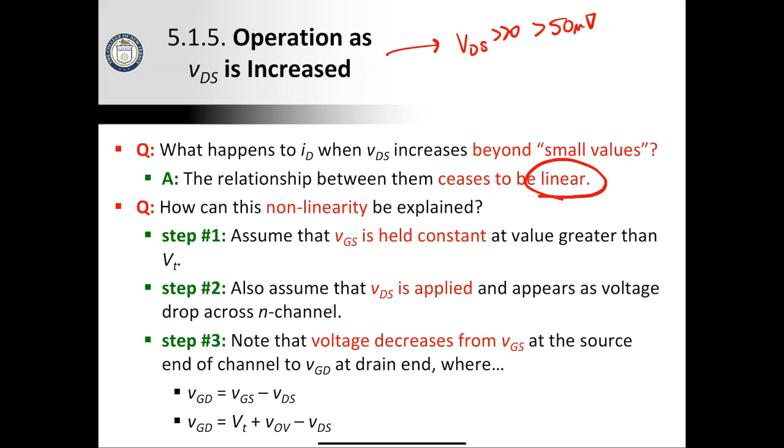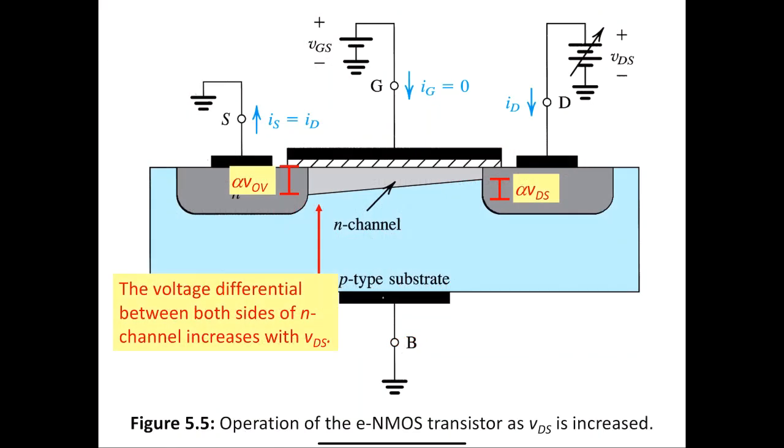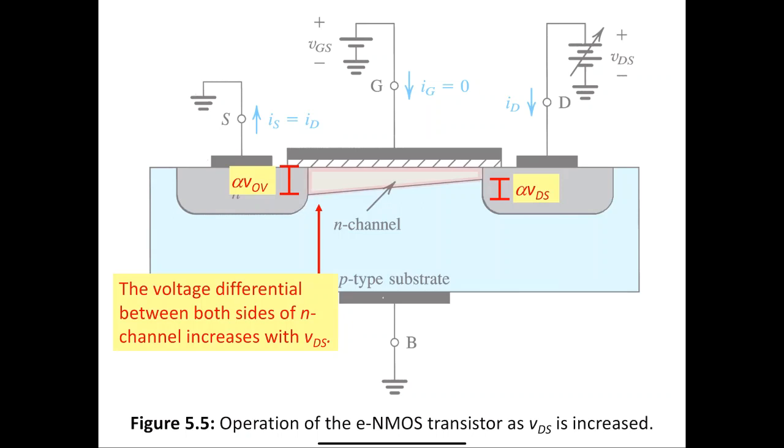So how can this nonlinearity be explained? If we assume that VGS is held constant at a value greater than VT, meaning that VOV is greater than 0, and we assume that a value of VDS is applied and appears as a voltage across the N channel, the inversion layer, we'll see that the voltage decreases from VGS at the source end of the channel to VGD at the drain end, where these two equations apply. But I think a picture does a better job of showing what's going on. This is the last slide we're going to look at today.